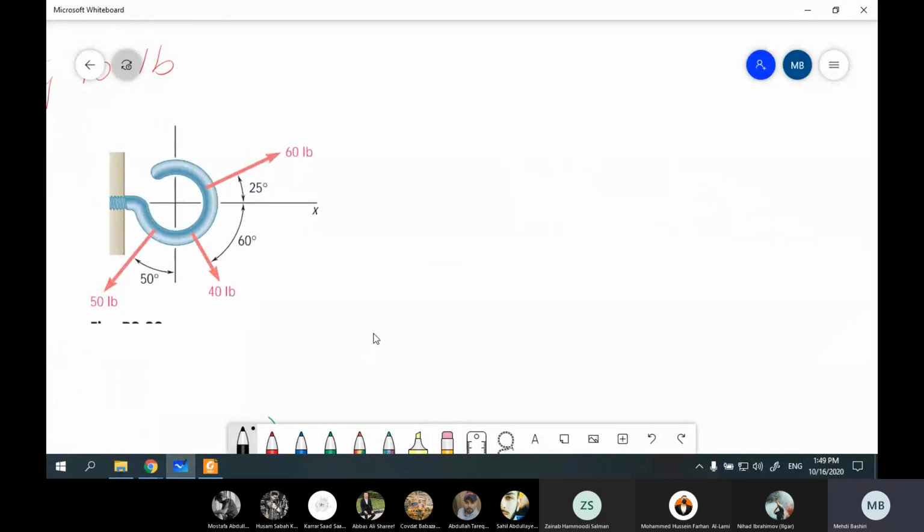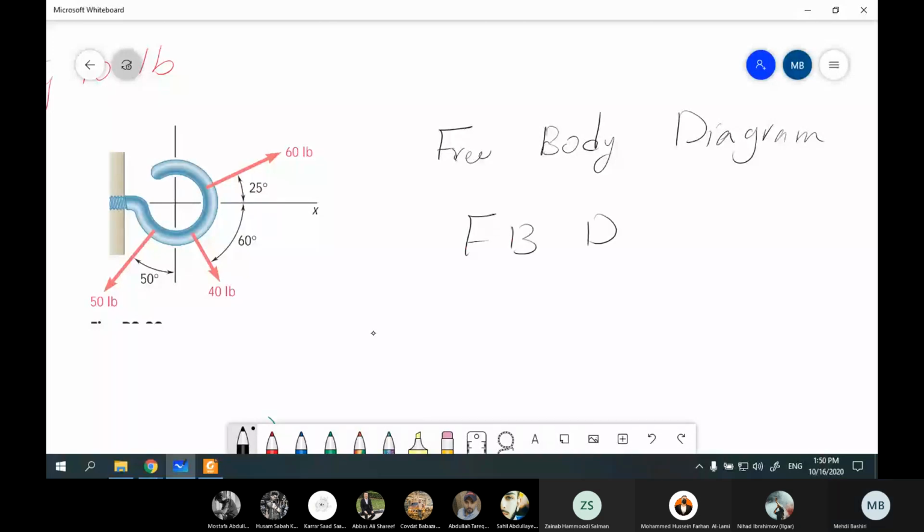Before solving any example from now on in engineering mechanics, in strength of material, if you are a civil engineering student, in all your future courses, the first step is to draw the free body diagram. We call it FBD. What is a free body diagram?